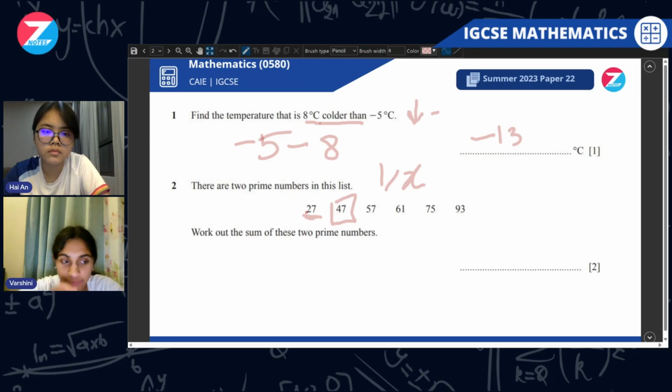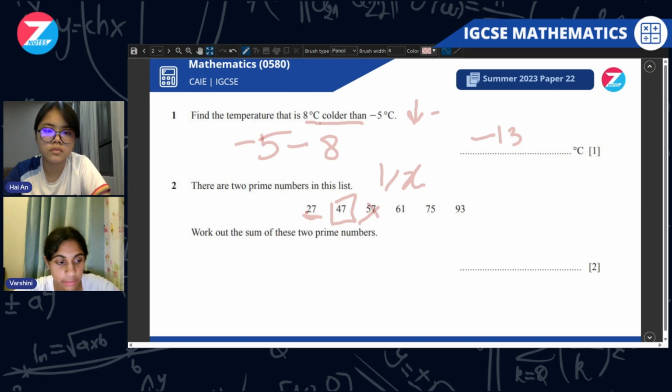An easy way to know that 57 is not a prime number is because 60 is divisible by 3, and 57 is just 3 away from 60, so that means 3 also has to go in 57, so this is not a prime number.